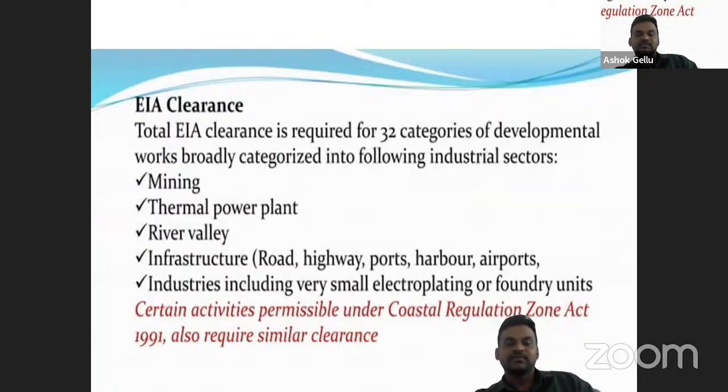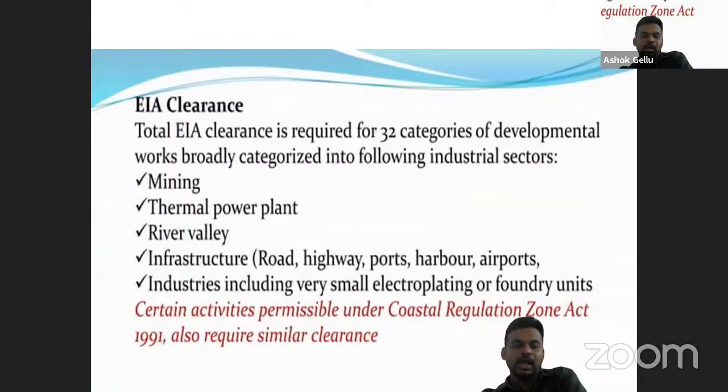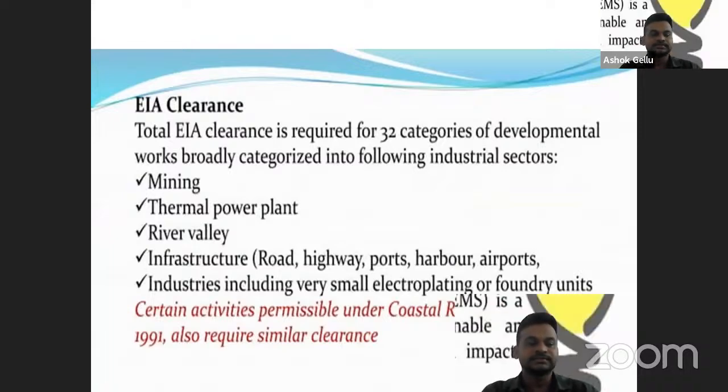Total EIA clearance is required for 32 categories of development works, broadly categorized into the following industry sectors. The first one is mining, thermal power plants, river valley projects, and infrastructure, mainly roads, highways, ports and harbors, and airports. These are the main examples of infrastructure and industries, including very small electroplating and foundry units and poultry units. Certain activities permissible under the Coastal Regulation Zone Act 1991 also require similar clearance from the regulatory authorities.